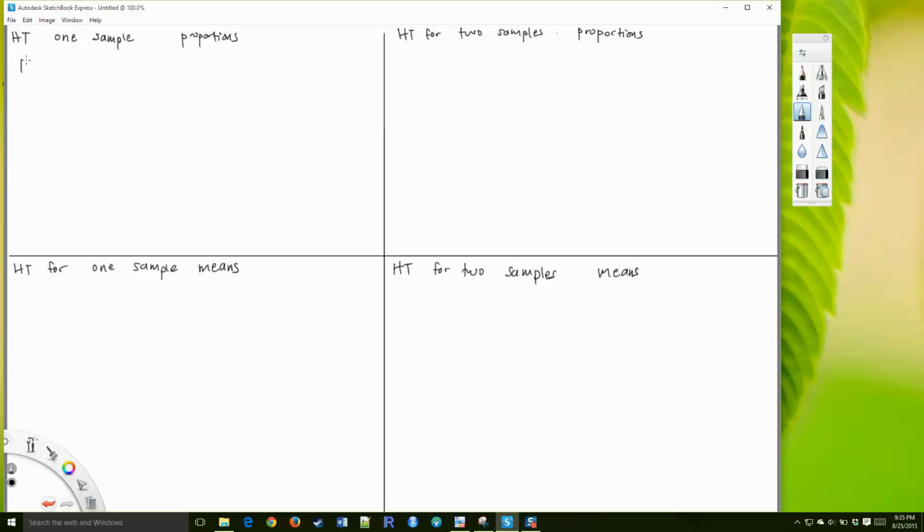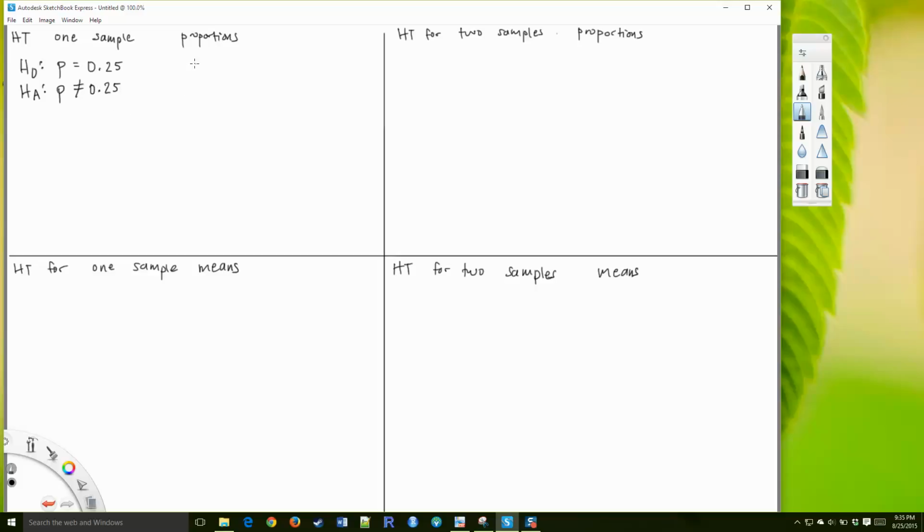Okay, so the hypothesis for one sample proportions is that P is equal to some number, and I'm just going to throw in 0.25, but of course not necessarily 0.25. And then the alternative is that P doesn't equal 0.25. It might be greater than, less than, or not equal to, right? Anything there is possible.